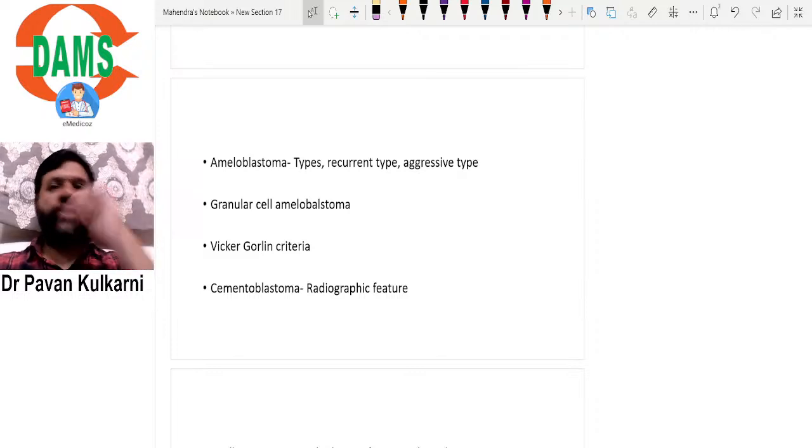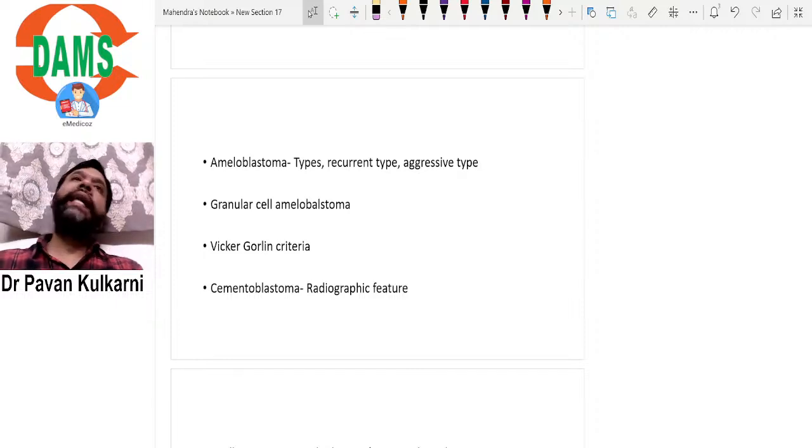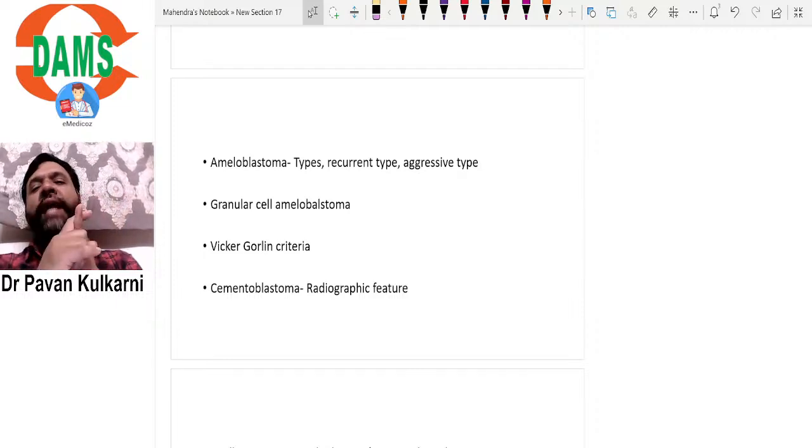The nucleus shifts away from the basement membrane. The nucleus becomes tall, columnar, dark, hyperchromatic. And you will see subnuclear vacuolization. So in the Vickers-Gorlin criteria, you have three criteria: reversal of polarity of the nucleus, tall columnar cells with hyperchromatic nuclei, and lastly, subnuclear vacuolization.